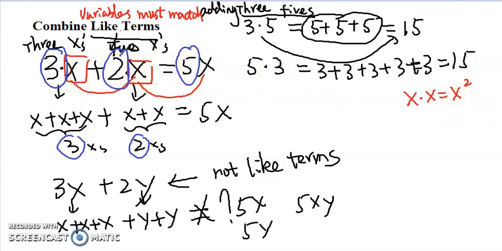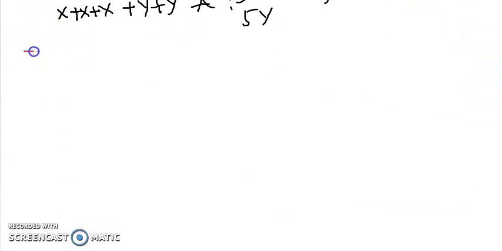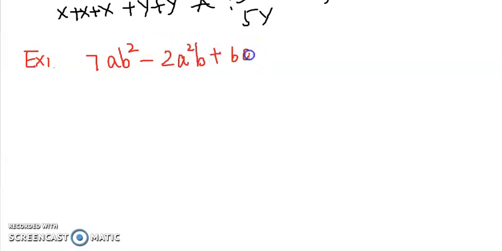Okay, so let's look at an example. We have 7ab squared minus 2a squared b plus 6ab squared plus 8a squared b. First of all, when we look at them, some of them are like terms, some of them are not. For example, ab squared and ab squared. These two can be considered like terms because their variables match.